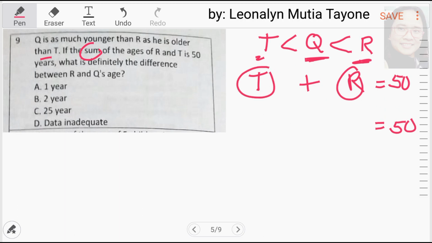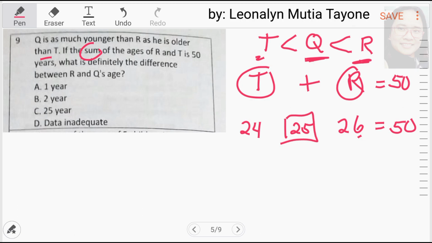Mag-guess lang tayo. Halimbawa, kung ito hindi naman pwedeng 25, maging equal silang dalawa. So, hindi yan pwede. So, example lang, this is 26. Itong dalawa ba? 26. Tapos, itong isa ay 24. 24 plus 26, that is 50. So, yung nasa gitna ay 25.